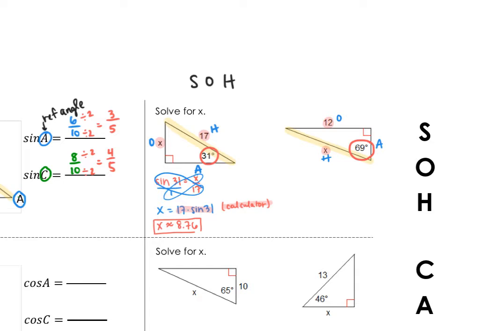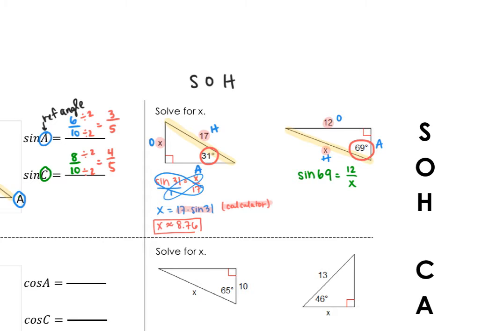So again, since we have an O and an H, that's how we know we're going to use sine. All right, set it up the same way you set up the previous problem. So it's going to be your trig function, which is sine, your reference angle, which is 69, and then you're going to do the opposite side over the hypotenuse. If you look, this problem is different because your variable is in the denominator. In the previous problem, your variable was in the numerator or on top.